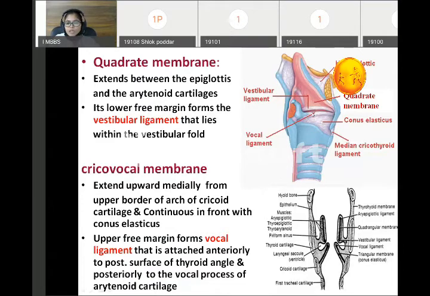The upper free margin of the cricovocal membrane is thickened to form the vocal ligament. This vocal ligament is attached anteriorly to the posterior surface of the thyroid angle, and posteriorly to the tip of the vocal process. So this whole ligament is the vocal ligament. The vocal ligament is formed by the thickening of the upper free margin of the cricovocal membrane.